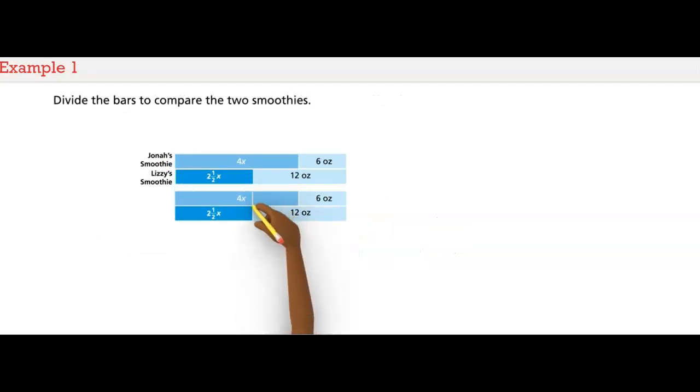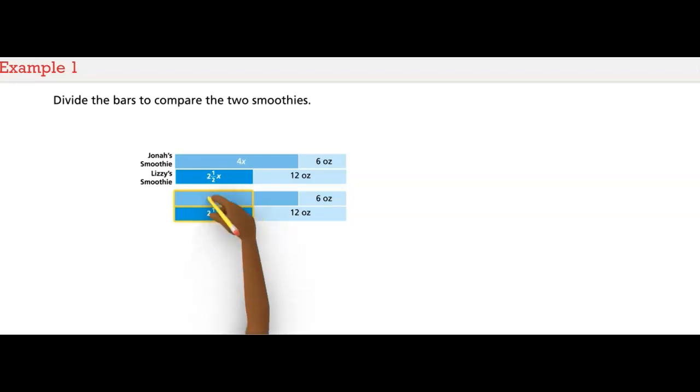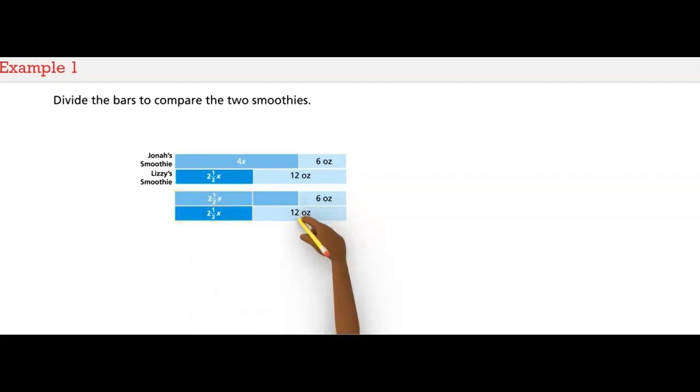We need to divide the bars to compare the two smoothies. Watch this. The first column represents 2 1/2 X for both of them. The third column represents 6 ounces of juice for both of them. The second column represents the remaining part of each smoothie. For Jonah, that's 1 1/2 X ounces of yogurt. For Lizzie, it's the other 6 ounces of her juice.